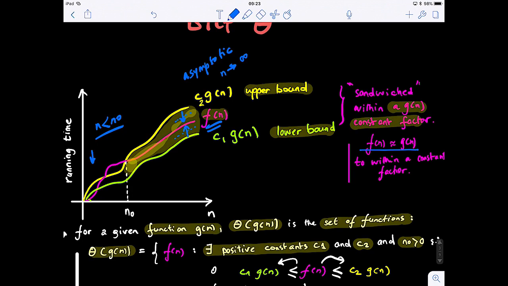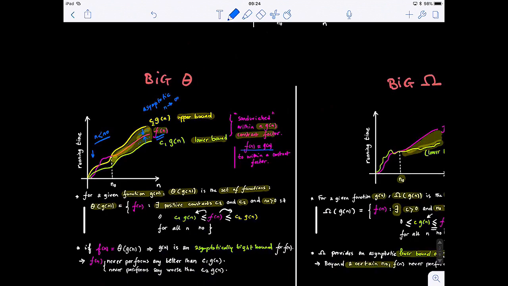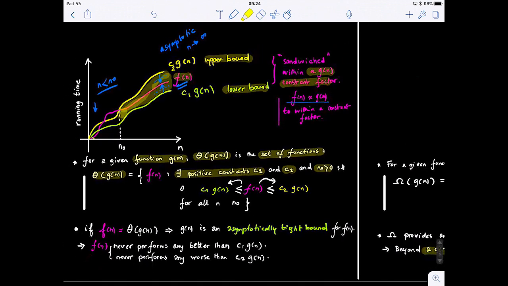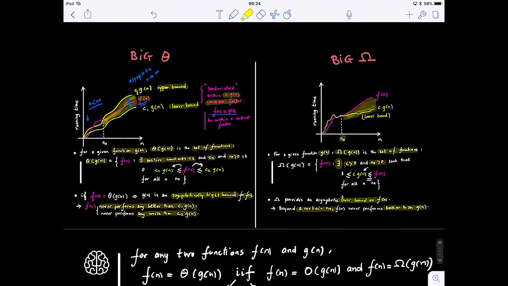So in this case, it's bounded upper and lower by g of n. So we say that g of n is an asymptotically tight bound for f of n. And f of n basically never performs any better than c1 times g of n, and any worse than c2 times g of n. Okay, so these are quite simple definitions.